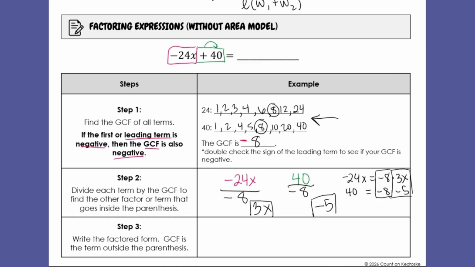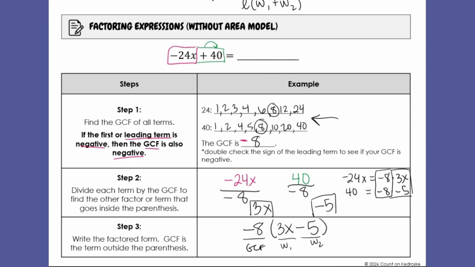So when you write out the factored form, I would write my GCF outside of parentheses, and then I would write essentially my leftover factors, 3x minus 5. So this is kind of like your width 1 and your width 2. Notice that I wrote 3x minus 5. I didn't write 3x plus negative 5. We like to not have two signs next to each other.